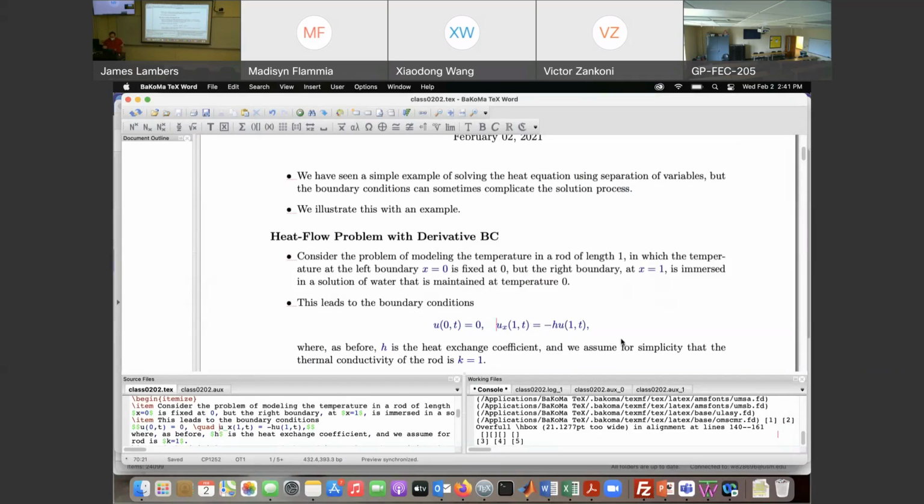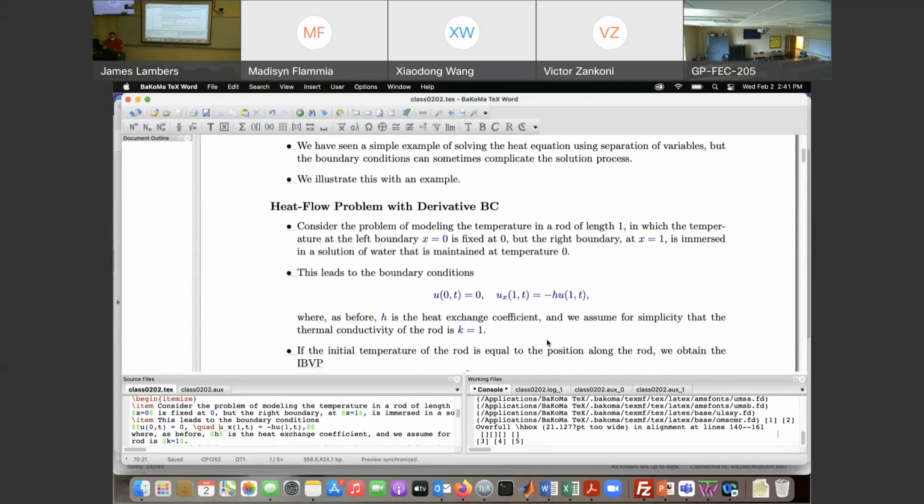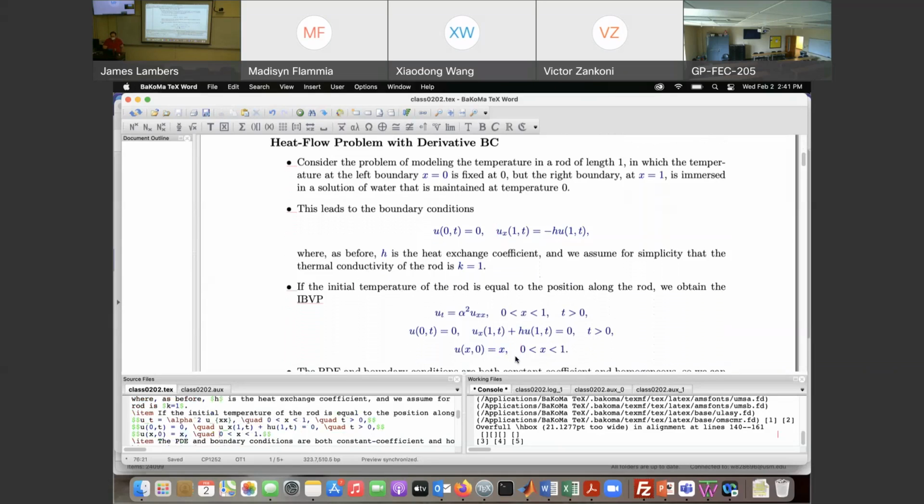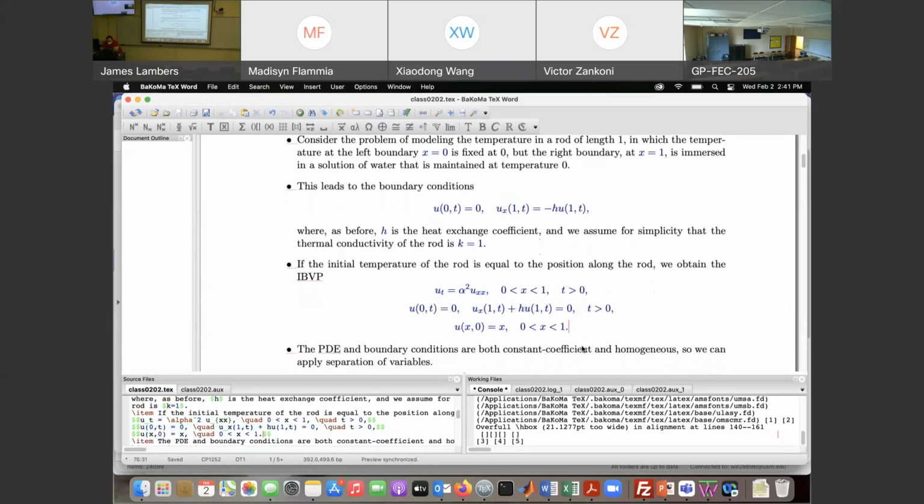Okay. And then we need an initial condition. For this example, we're going to assume that the temperature of the rod equals the position along the rod. In other words, the initial temperature u(x,0) will be x. So our PDE is a heat equation. There are no source terms of any kind, so this is a homogeneous PDE. Here are boundary conditions from above. And now our problem is completely specified.